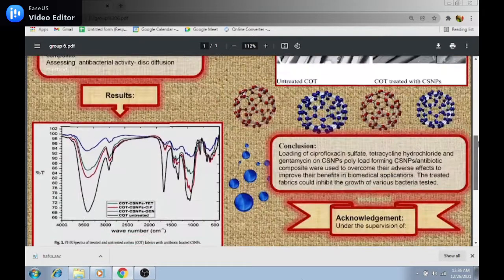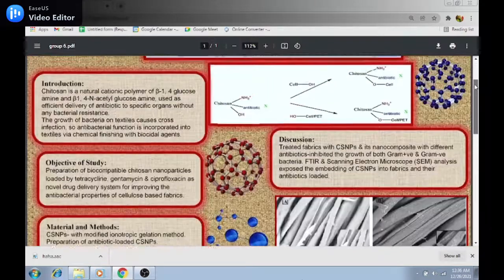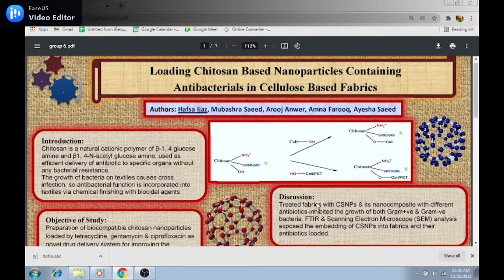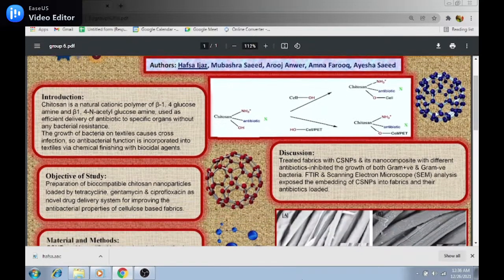If we are using antibiotics even in clothing, then we may think that it can cause more resistance in our body against these antibiotics. But the answer is no, because chitosan is actually cationic in the acidic medium due to the presence of the amino group. It penetrates into the membrane of the bacteria and kills the bacteria and does not allow them to cause resistance against the antibiotics that are loaded in the chitosan-based nanoparticles.